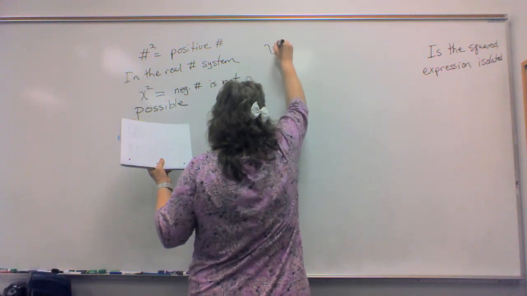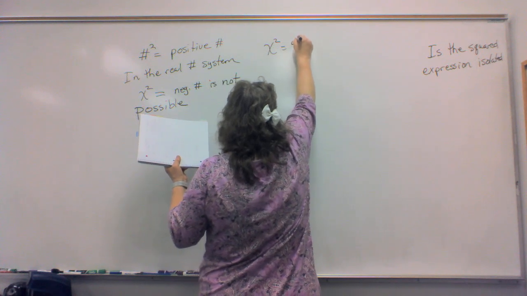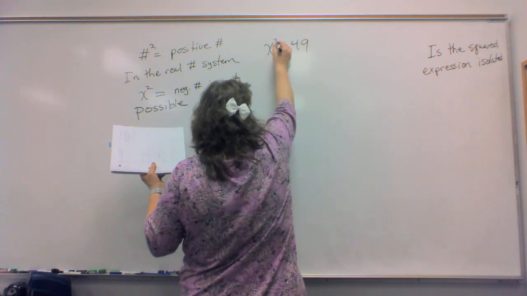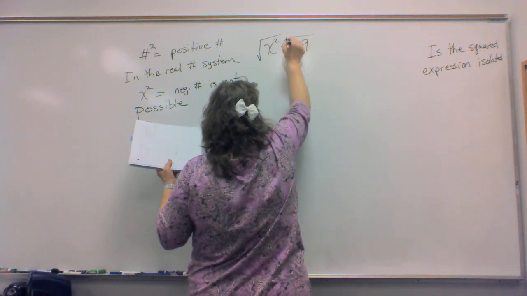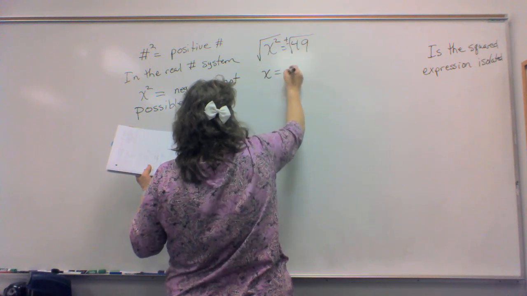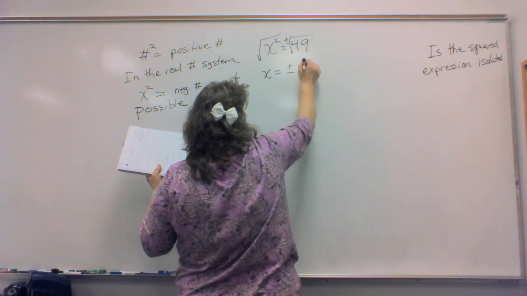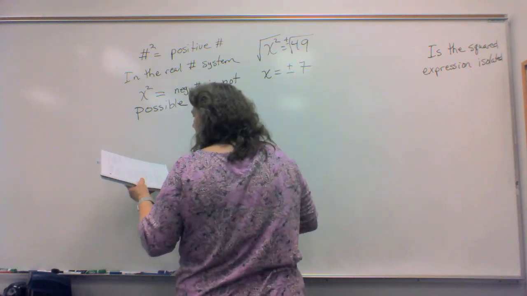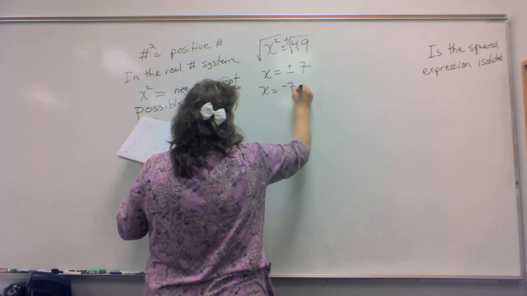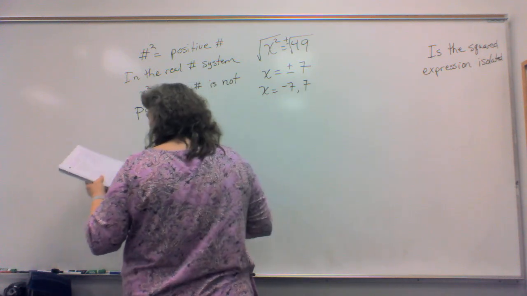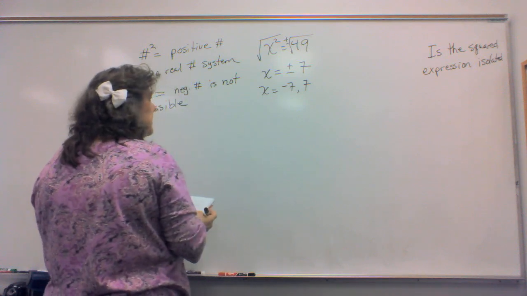Let's start with x squared equals 49. Okay, undo that square with the square root, and don't forget your plus or minus. So x is equal to plus or minus the square root of 49, which is 7. And that gives you both your negative 7 and your positive 7. Okay, let's look at another one.